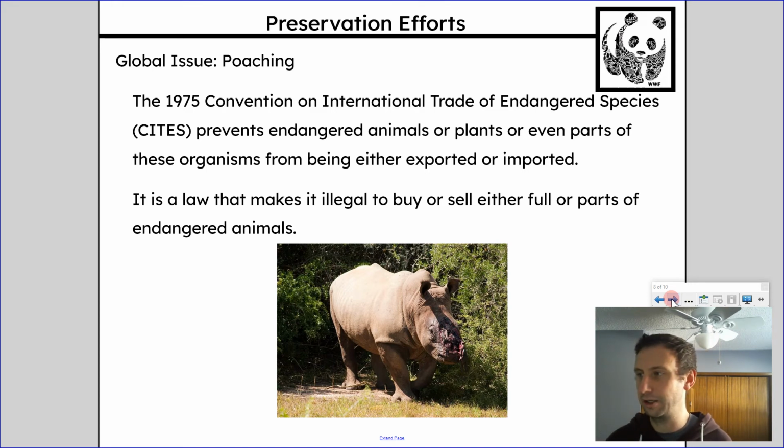Rhinoceros horn is kind of a hot commodity that can sell for quite a bit of money in certain parts of the world. So as a result, rhino poaching is a big problem, and it's part of the reason why they are somewhat endangered. I think they're endangered.